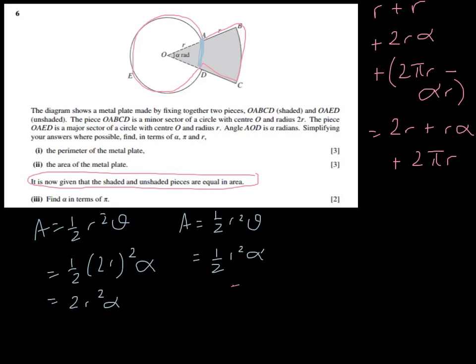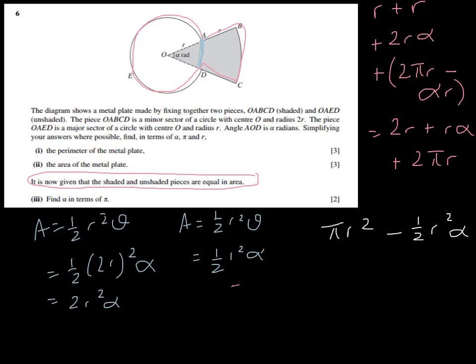So the area of the whole circle is going to be pi r squared. That's just our normal formula for the area of a circle. And then we're going to take away from that what we've just worked out here, which is the area of the small grey sector. So we're going to take away half r squared alpha.